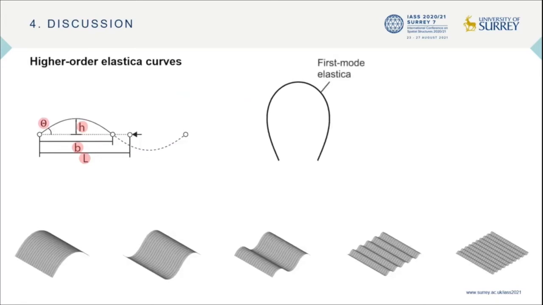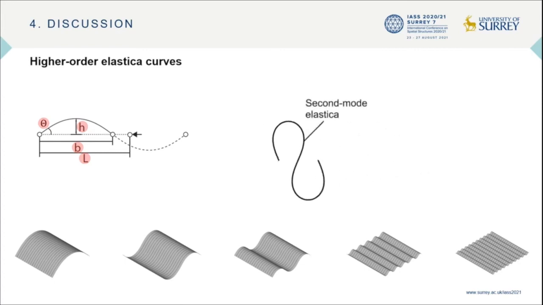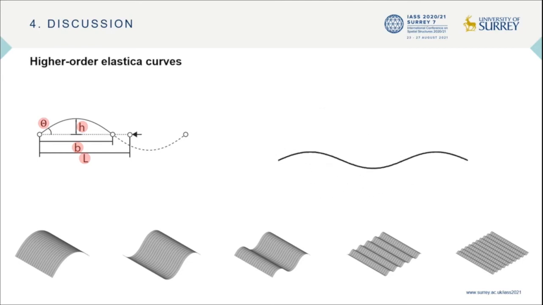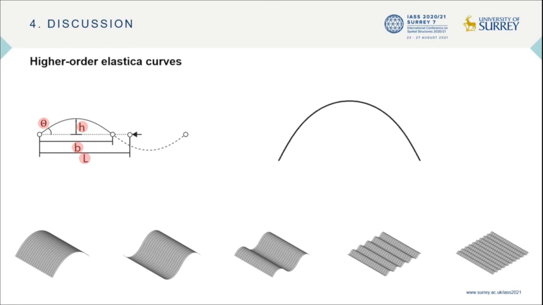Finally, I would like to highlight that the elastica curves used in the previous examples are in the first mode, meaning they have only a single peak between their end supports. Interestingly, higher-order elastica curves can be obtained by assembling multiple identical first-mode elastica curves. That is to say, the shape of each first-mode elastica curve can be obtained from the same elastica curve design parameters mentioned earlier, including L, B, H, and theta. As shown on the screen, higher-order elastica curves can generate a corrugation effect.